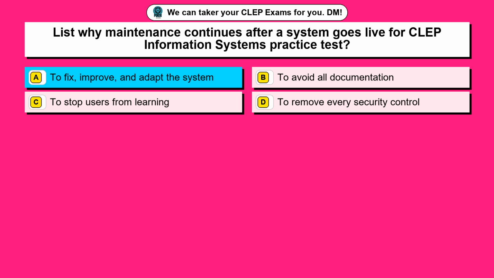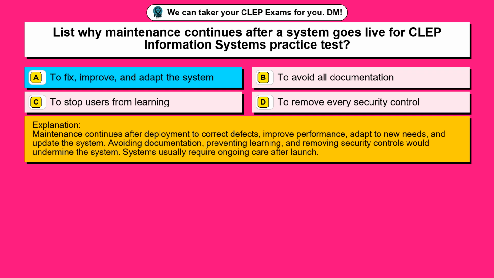To fix, improve, and adapt the system. Maintenance continues after deployment to correct defects, improve performance, adapt to new needs, and update the system. Avoiding documentation, preventing learning, and removing security controls would undermine the system. Systems usually require ongoing care after launch.